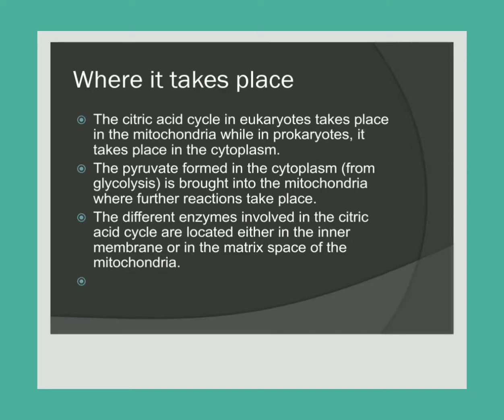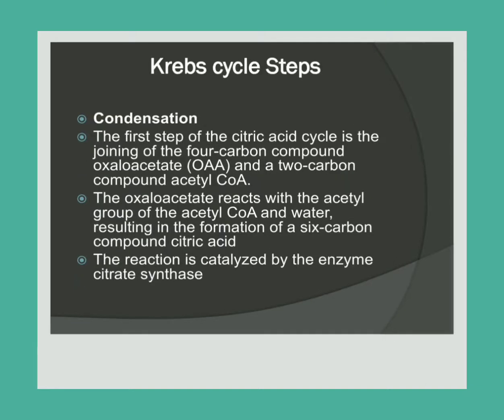First one is condensation. The first step of the citric acid cycle is the joining of the 4 carbon compound oxaloacetic acid with the 2 carbon acetyl CoA. So oxaloacetic acid reacts with the acetyl group of acetyl CoA and water, resulting in the formation of a 6 carbon compound, that is citric acid. This reaction is catalyzed by a special enzyme, citrate synthetase. Citrate synthetase catalyzes this reaction to produce citric acid. So that's why we are calling it the citric acid cycle.